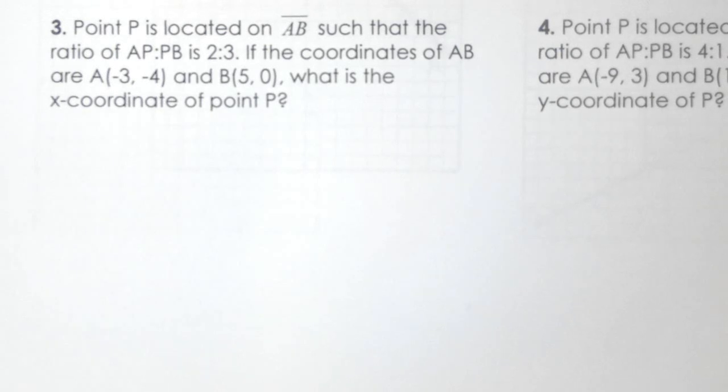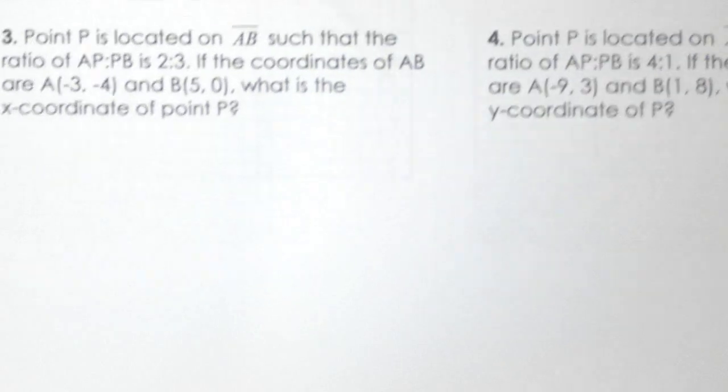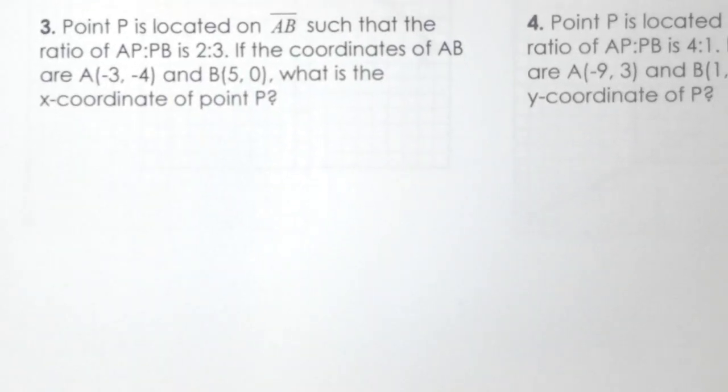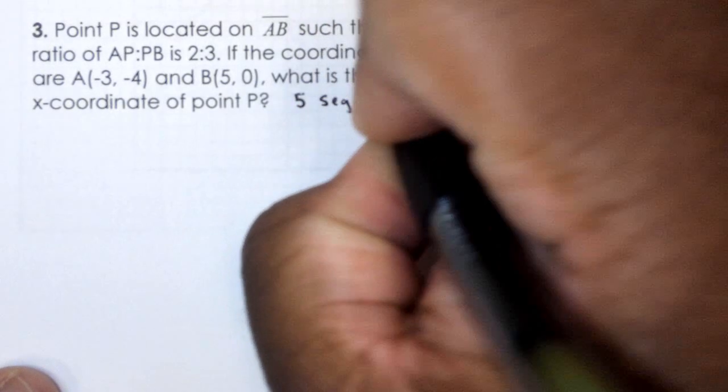If the coordinates of AB are A and B, I don't feel like reading that. What is the x coordinate of point P? The reason I'm doing this one, if you look, there's only one box down here. That's on purpose. It's not 2 boxes. It's only asking us for the x coordinate. We don't need to do both sides, but I will for the most part anyway. At the end, I'm only going to divide the x side by my total number of segments, which is 5. Might as well write that up here now. 5 segments. I only care about the x value.